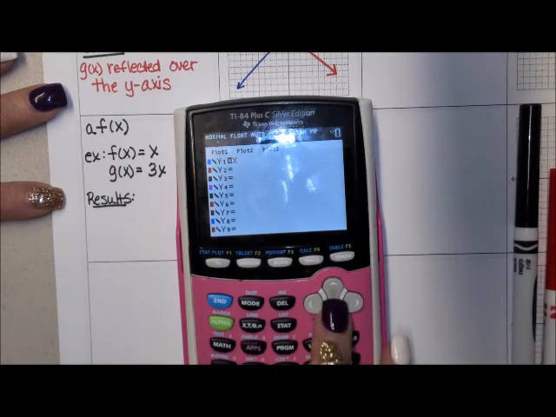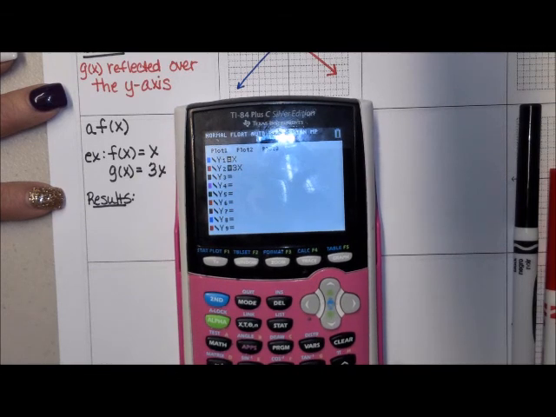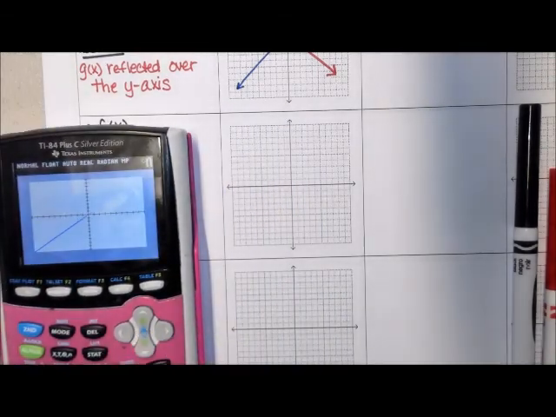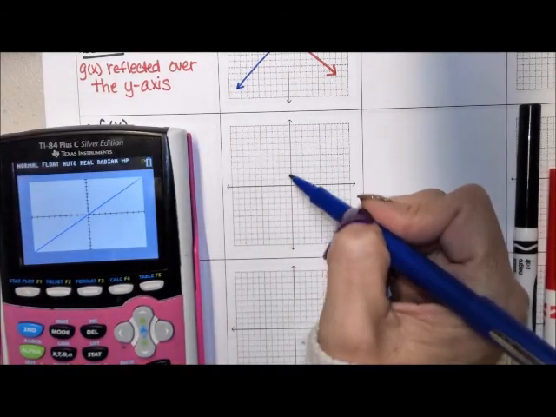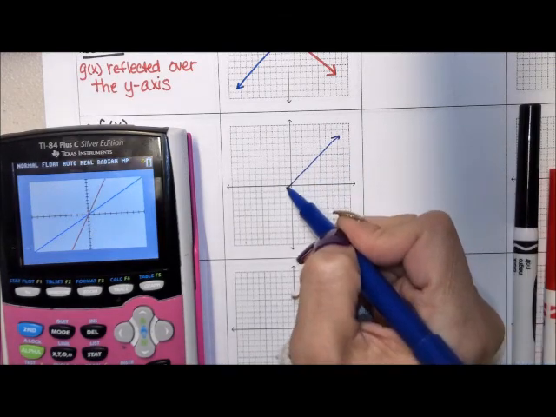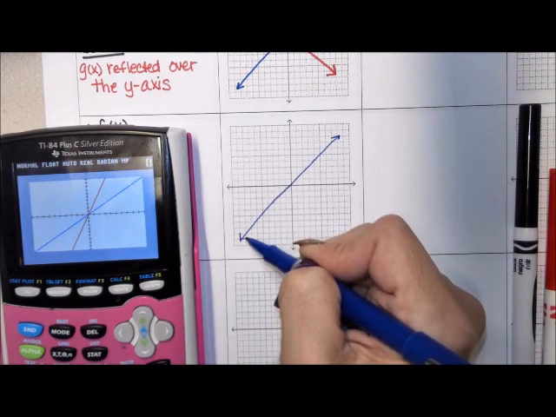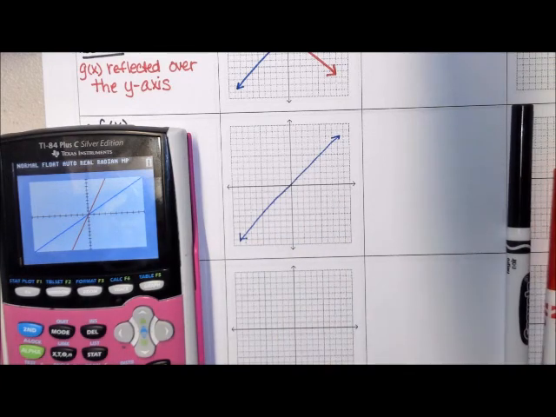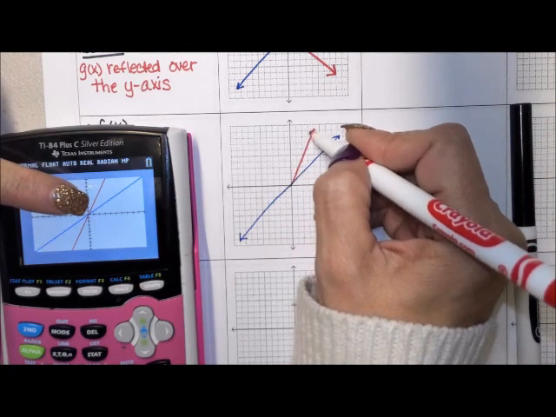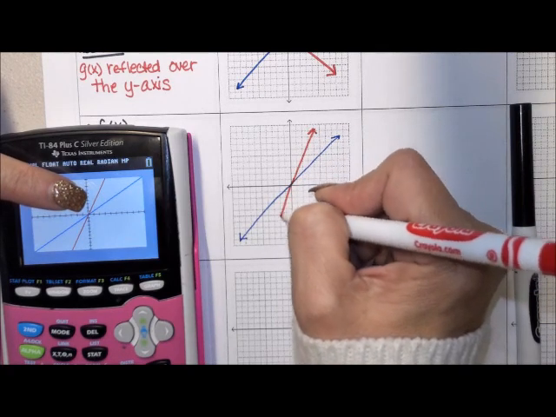I'm going to put my x in, and then I'm going to put my 3x in. I'm going to hit graph, and we're going to take a second to look at this. I'm going to give you a second to graph them. I'm going to graph, and you graph. There they are. And then you notice that this one is a little bit, I wonder what word we're going to use to describe that.